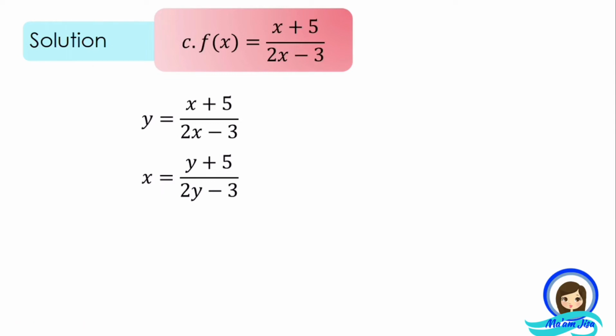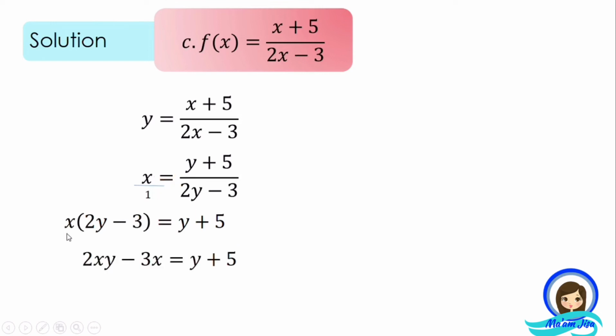So to do that one, x can be written as x over 1. And so we can cross multiply the terms. So that gives us x times quantity 2y minus 3 equals 1 times quantity y plus 5, or you may just write directly y plus 5. Applying the distributive property, we have 2xy minus 3x equals y plus 5.